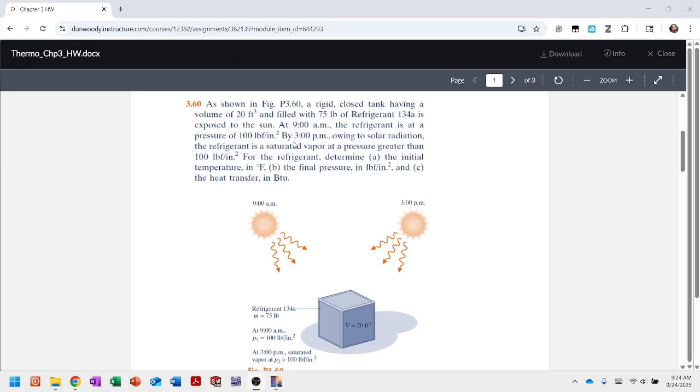We have a pressure of 100 pounds per square inch, and then we know later in the day that we're up to more than 100 pounds per square inch, but we're at a saturated vapor. So we're looking for the initial temperature in degrees Fahrenheit, then the final pressure in PSI, and how much heat we added over the course of the day. So let's get into it.